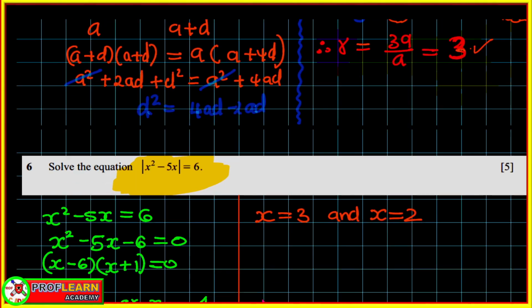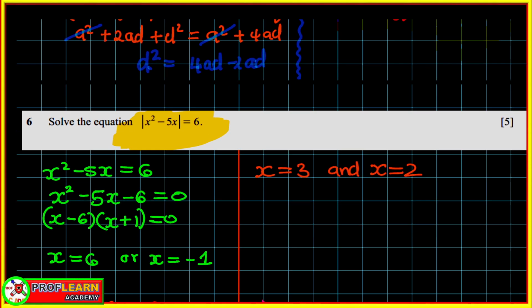Moving to the question on modulus, whenever you are working it out, you need to remember what the modulus does. If the expression inside here was a positive, that expression will become positive. So meaning modulus will change the sign.